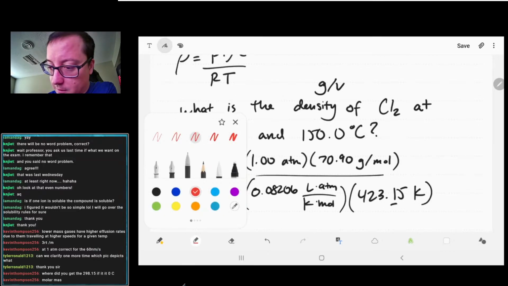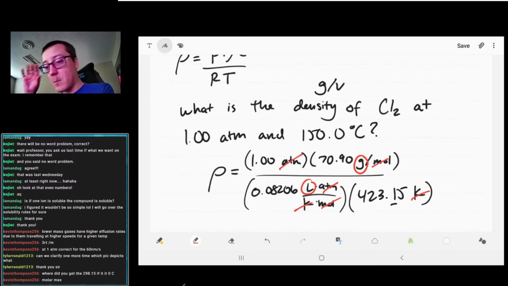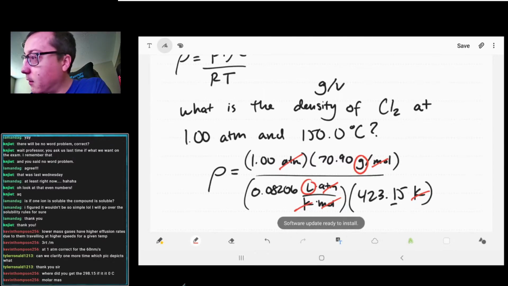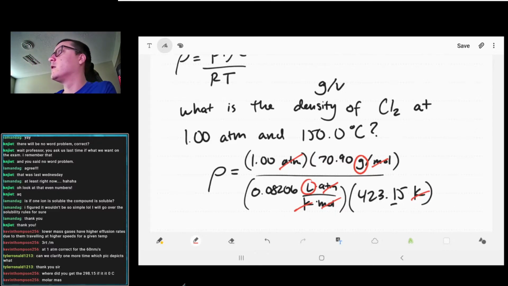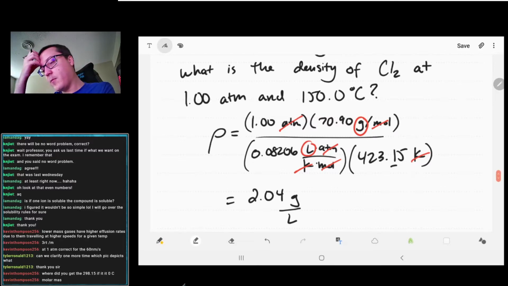Let's go ahead and look at our units. Atmosphere should cancel. Moles will cancel. Kelvins will cancel. We are left with grams per liter, which is a density, right? That's a mass over a volume. So doing this, 70.9 divided by 0.08206 divided by 423.15. Doing this, I got, oops. Hooray.